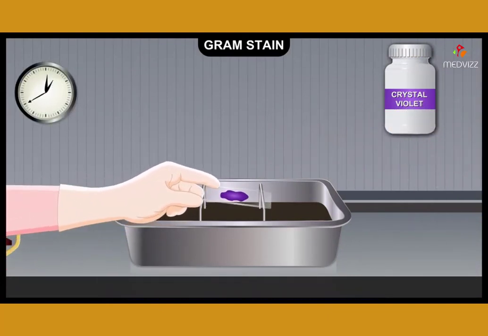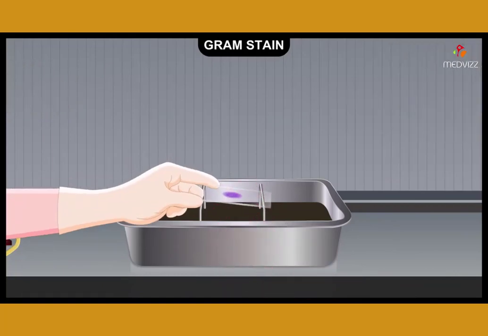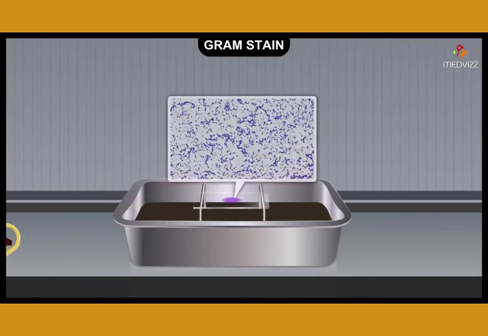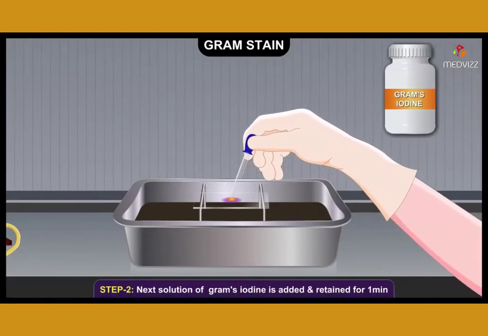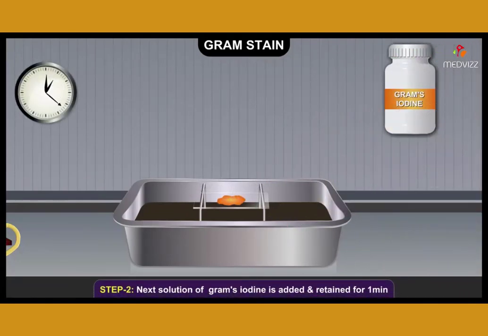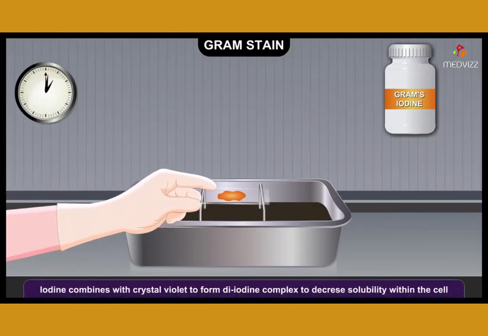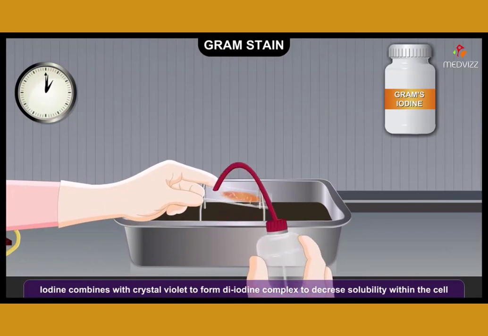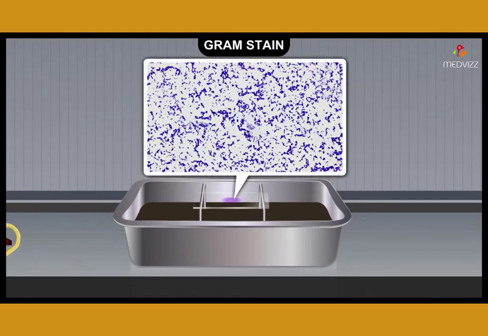The fixed cells are then stained with the basic dye, crystal violet, for 30 to 40 seconds. The slide is then rinsed with water to remove excess stain. At this point, all cells appear purple under the microscope. Next, a solution of Graham's iodine is added and retained on the slide for about 1 minute. The iodine combines with the crystal violet to form a di-iodine complex, thereby decreasing its solubility within the cell. At this point, the cells still appear purple.